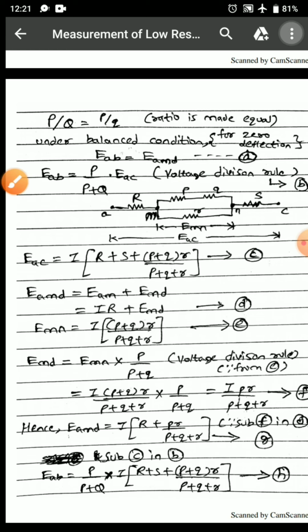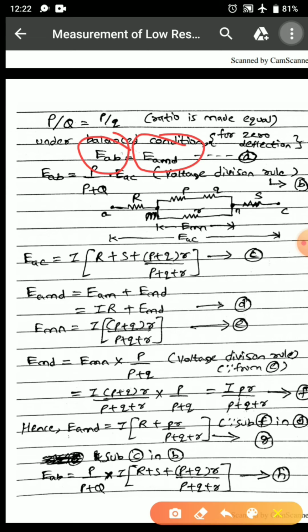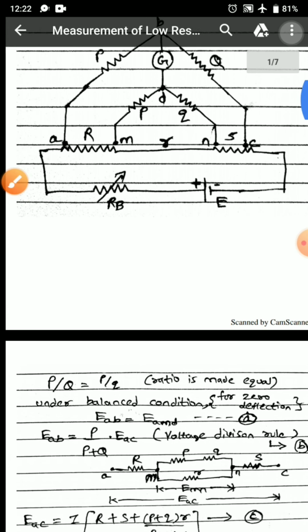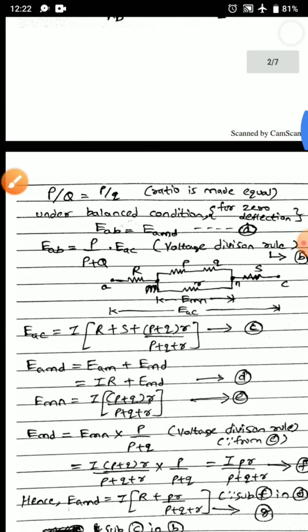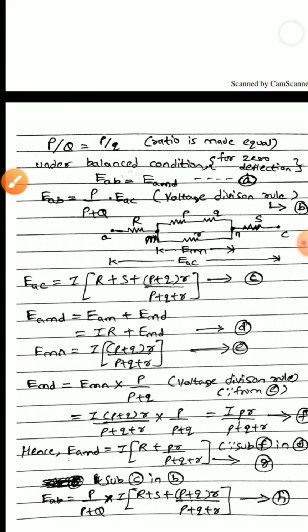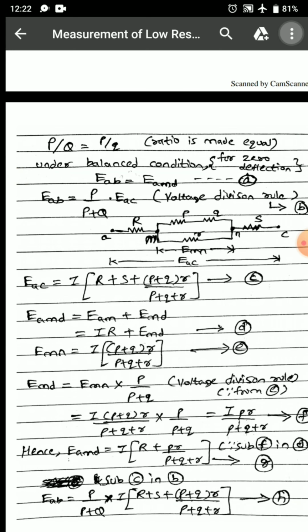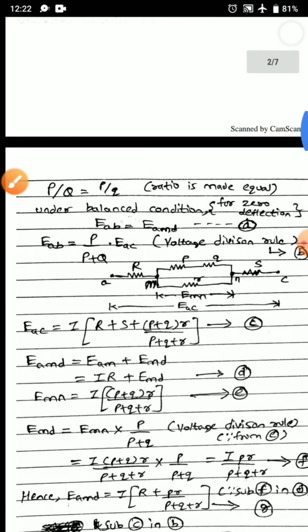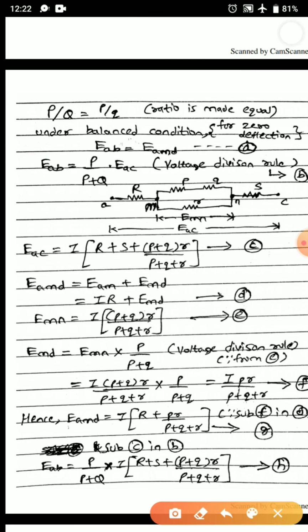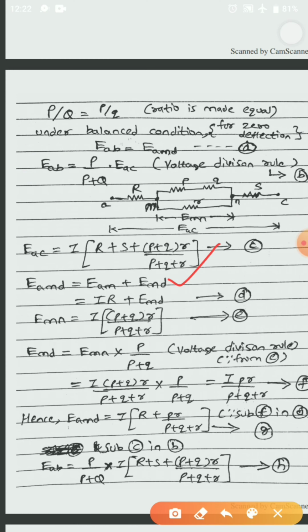Now moving further, I have to find out the value of EAMD, because EAB is equal to EAMD. Now what is EAMD? EAMD is nothing but the lower arm. Now I have to find out the potential drop across EAMD. To find that, I can clearly make out that in EAMD two components are connected, that is EAM and EMD. I have to find out these two potentials. Therefore EAMD I am writing as EAM plus EMD.